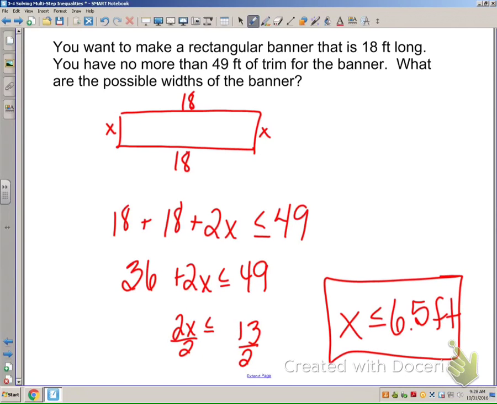So our banner could be 6.5 feet wide, or it could be smaller than that if we don't want to spend that much of our material on making it. But we know we have enough material to make it at most 6.5. We cannot go any more than 6.5.